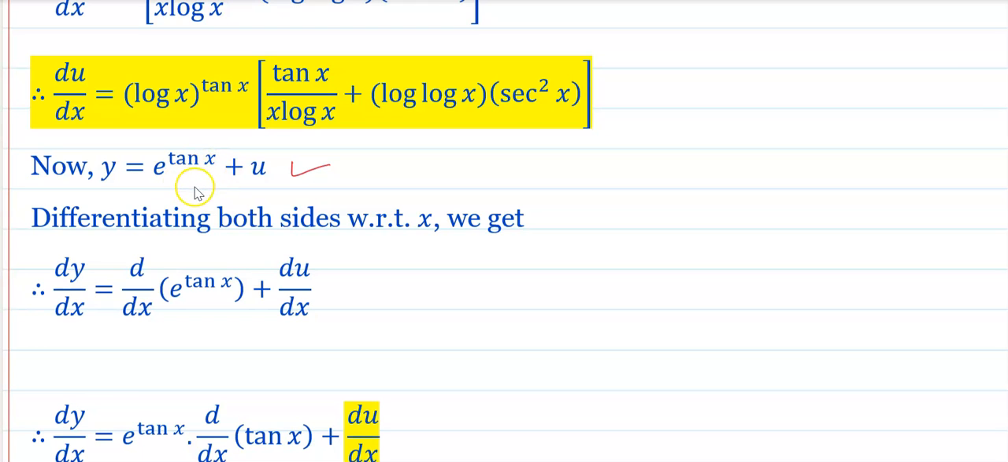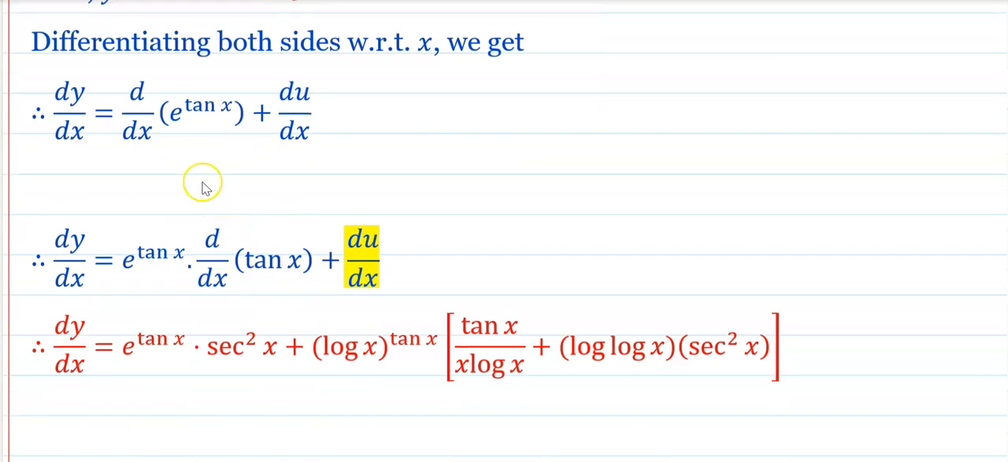आपल्याला e raised to tan x चा डेरिव्हेटिव्ह डायरेक्ट करता येतो. Therefore, differentiating both sides with respect to x, you will get dy by dx is equal to d/dx of e raised to tan x plus du by dx. What is the derivative of e raised to tan x? e raised to tan x, but it is a composite. Therefore, derivative of tan x, which is sec square x.